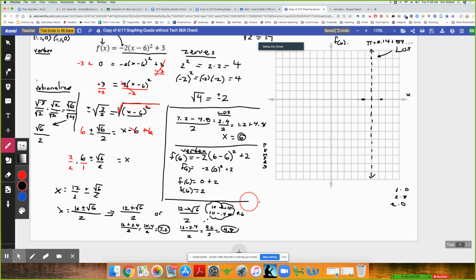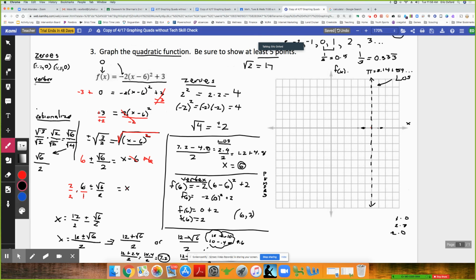So, your vertex is going to be, your x was 6, and your y was 2. So your vertex is at 6, 2. And then when I'm doing this, I like to label what crucial points are on here. I need to have the zeros. I need to know the vertex. The next would be the y-intercept.